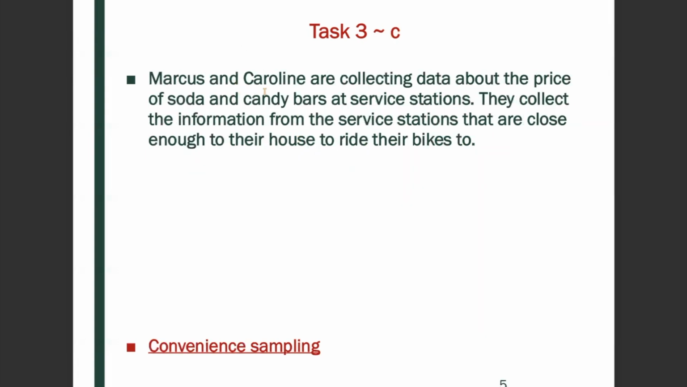Marcus and Caroline are collecting data about the price of soda and candy bars at service stations. They collect the information from the service stations that are close enough to their house to ride their bikes to. This would be convenience sampling because they're sampling from locations that are just convenient for them.